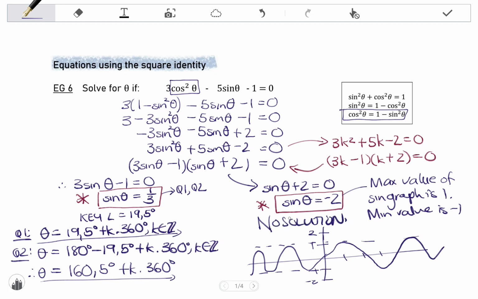And all you would have to write here is straight away write no solution, and that's it. You don't have to draw the graph, no explanation, nothing. And the reason you would know that is knowing the maximum and minimum values of the sine graph. Okay.